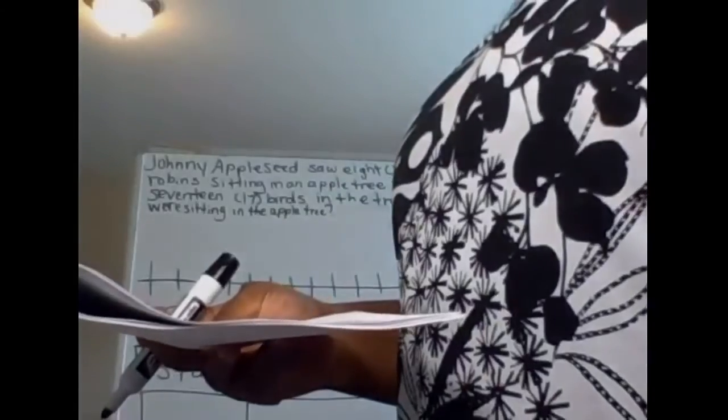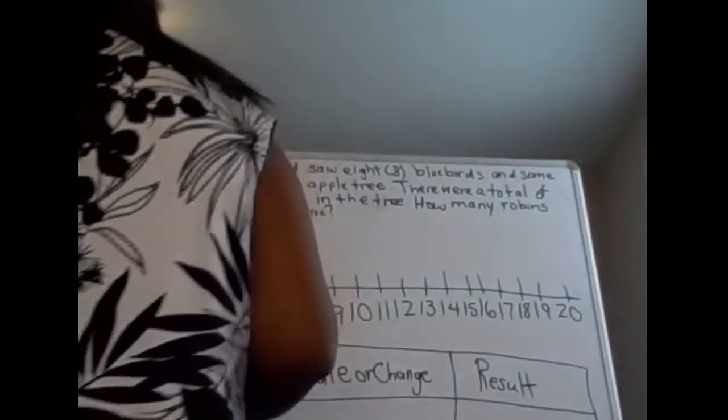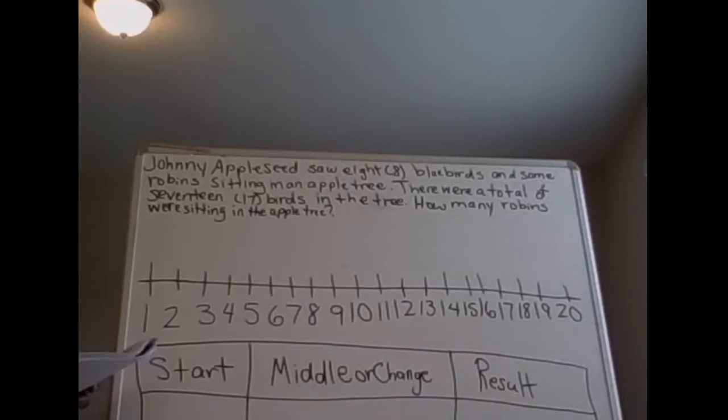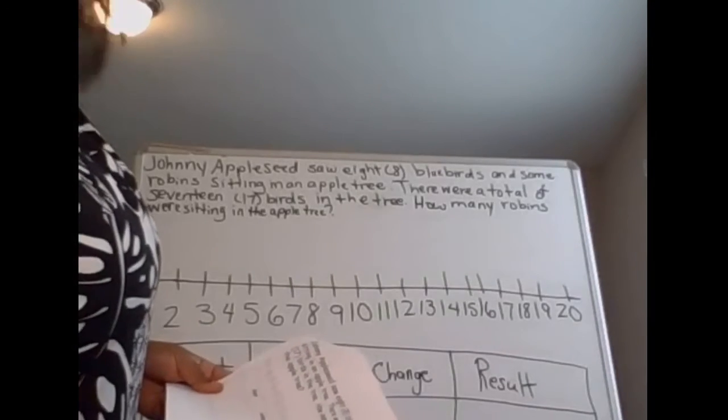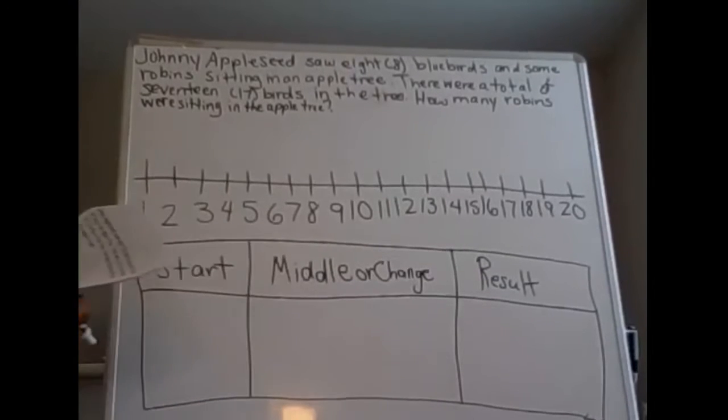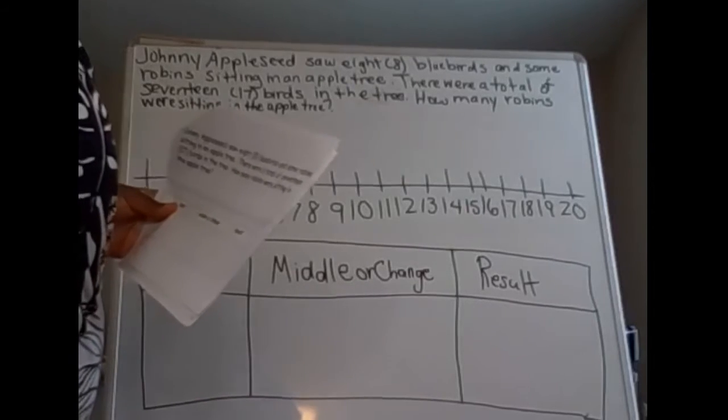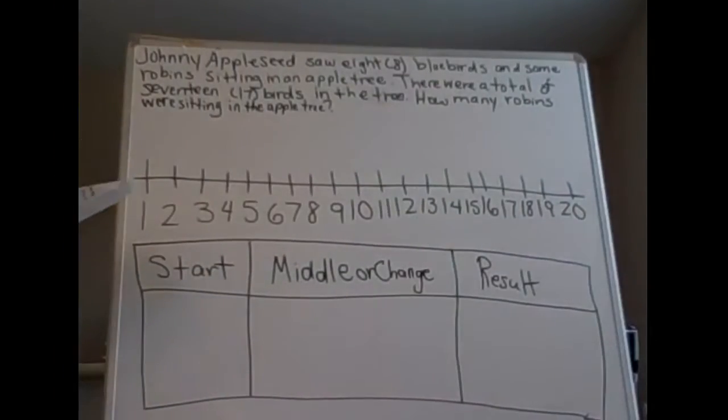Hi, boys and girls. Today, we are going to be looking at the two word problems on the slides. On the slides, you have here, Johnny Appleseed saw 8 bluebirds and some robins in the tree. How many robins were sitting in the apple tree? If we were to use the number line to solve, Johnny saw 8 bluebirds and some robins sitting in the apple tree. There were a total of 17 birds in the tree. How many robins were sitting in the apple tree?